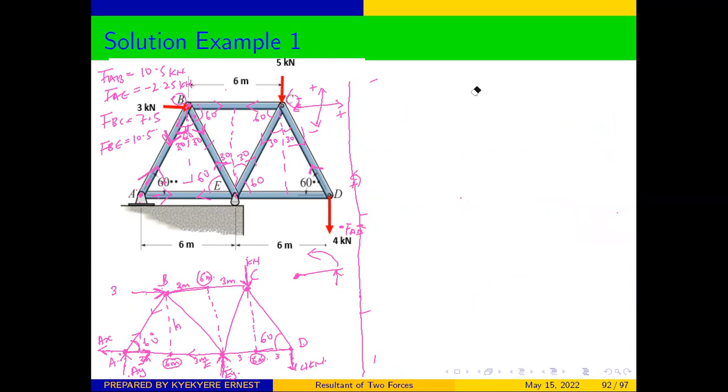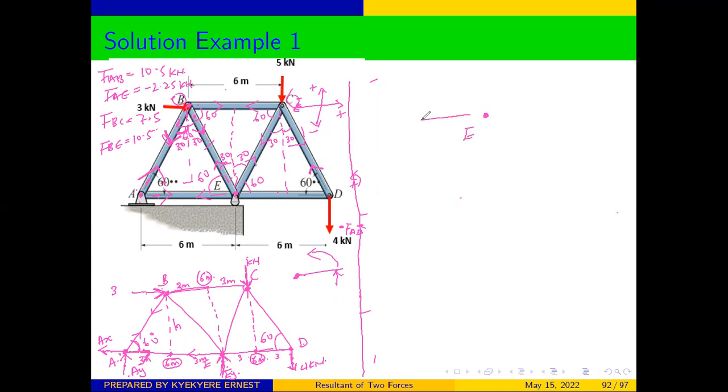Now, when we come to E, we have calculated this side. We have also calculated AE. We know the force in AE. We have also calculated BE. So we know the force in B. We are just left with the force in EC and ED. We have only 2 unknowns. Therefore, we can analyze joint E.